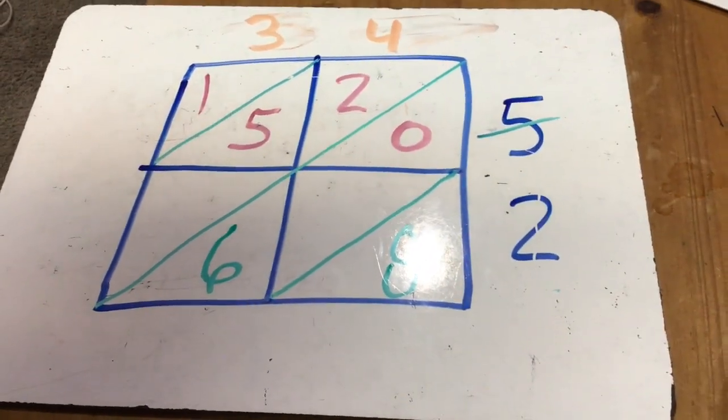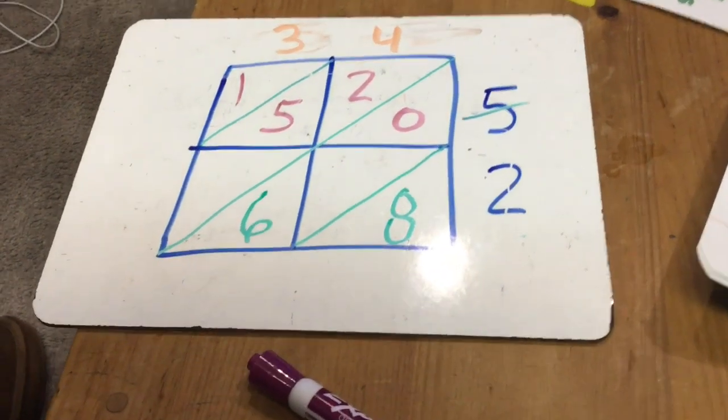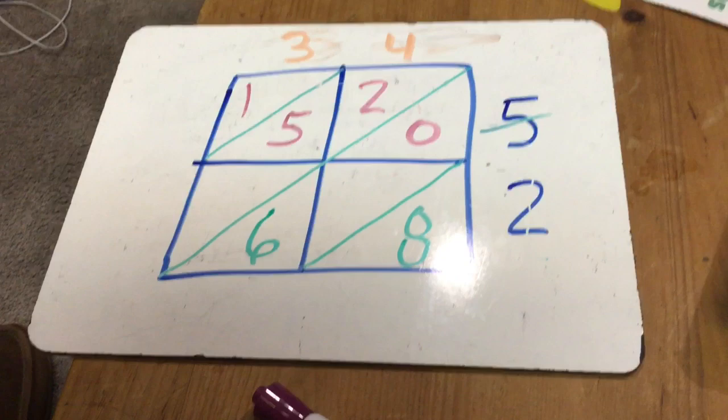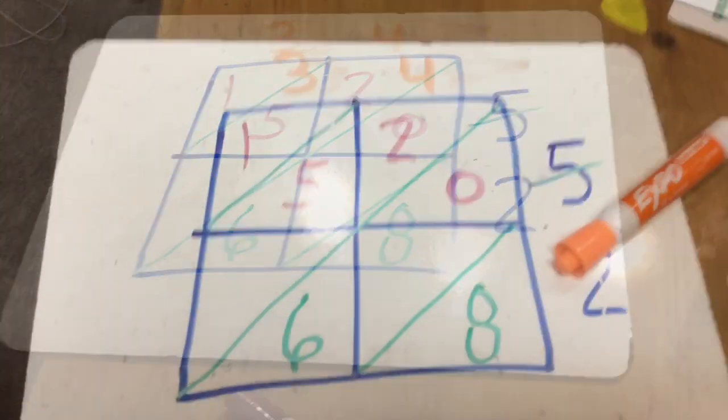Stop. Look at your board. Make sure it looks just like mine. We're done multiplying, but we still have work to do. Now we need to add up our row.